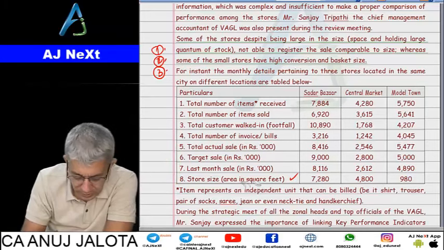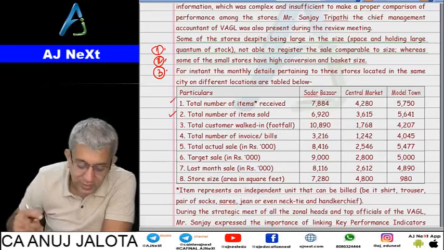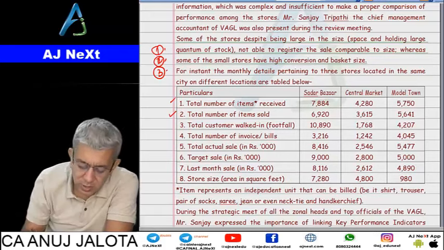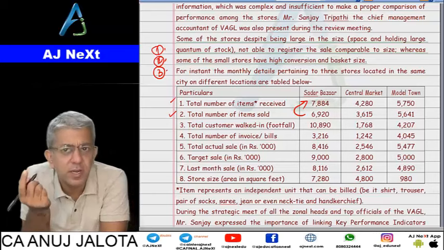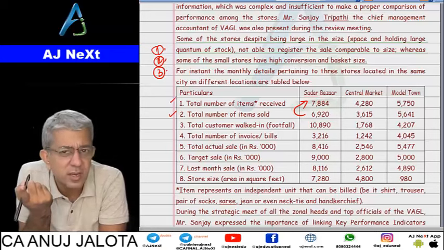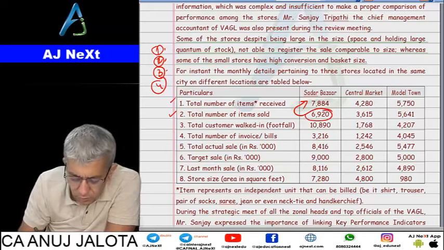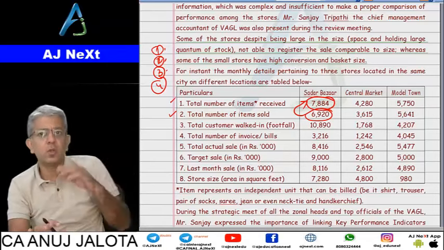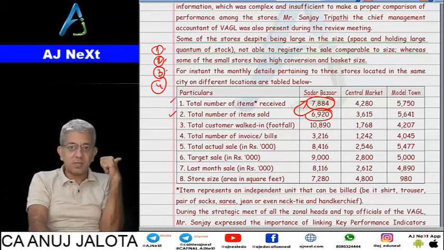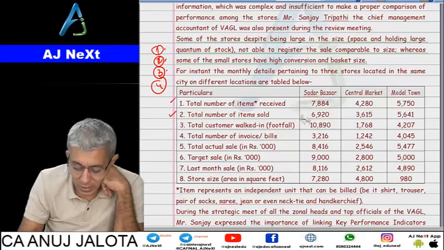Then other things, see, these are the number of items received, out of that this much is sold. So this will give you the turnover rate, or the conversion rate, you can say. So therefore, 6920 we have sold out of this much. Out of how much you received, how much you have sold, that also you all can be doing here.